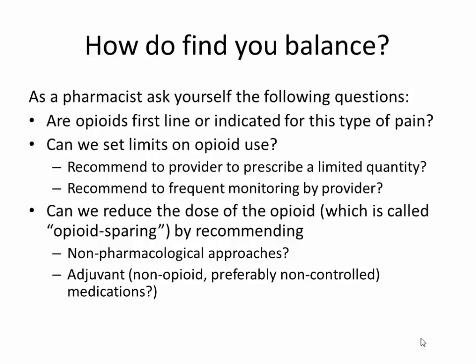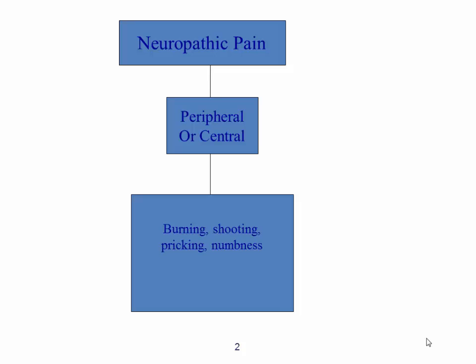The symptoms of neuropathic pain and its treatments. Neuropathic pain can derive from either peripheral or central damage to the nervous system, and the patient will describe this type of pain as burning, shooting, pricking, or numbness type pain.